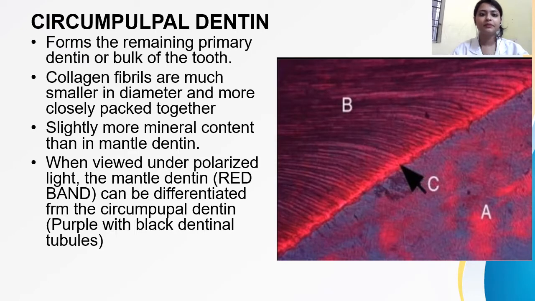Now coming to the circumpulpal dentin. It forms the remaining primary dentin, the bulk of the tooth. One part is formed by the mantle dentin, the first. Second is the circumpulpal dentin, the remaining part. Collagen fibrils are much smaller in diameter and more closely packed together, with slightly more mineral content than in the mantle dentin. When viewed under polarized light, the mantle dentin appears as a red band, which we can see in this image. It can be differentiated from the circumpulpal dentin, which is purple with black dentin intervals. We can understand the differentiation.